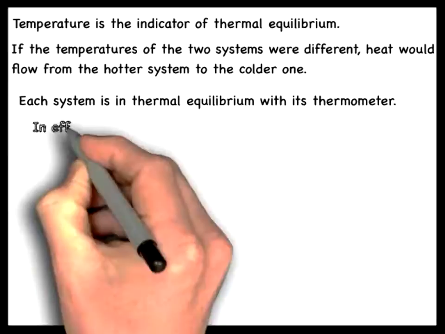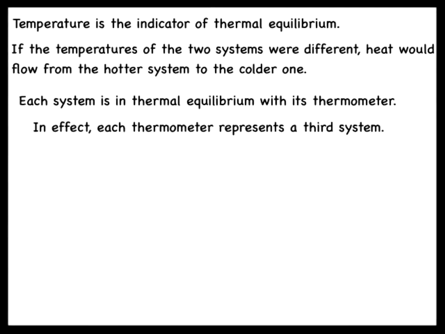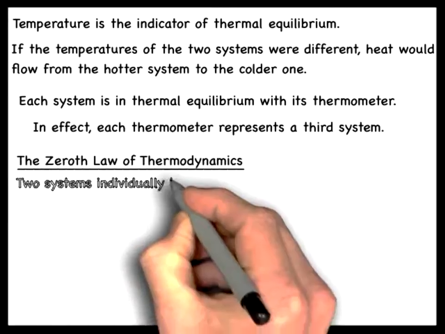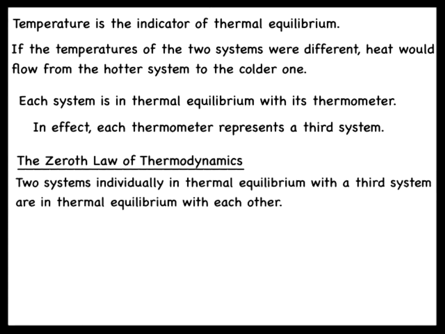In effect, the thermometer represents a third system. The fact that system A and system B are each in thermal equilibrium with this third system means they are in thermal equilibrium with each other. This represents the central idea of the Zeroth Law of Thermodynamics. Two systems individually in thermal equilibrium with a third system are in thermal equilibrium with each other.